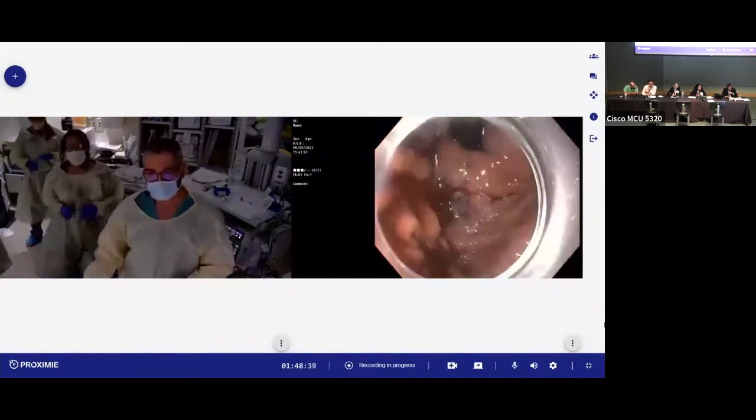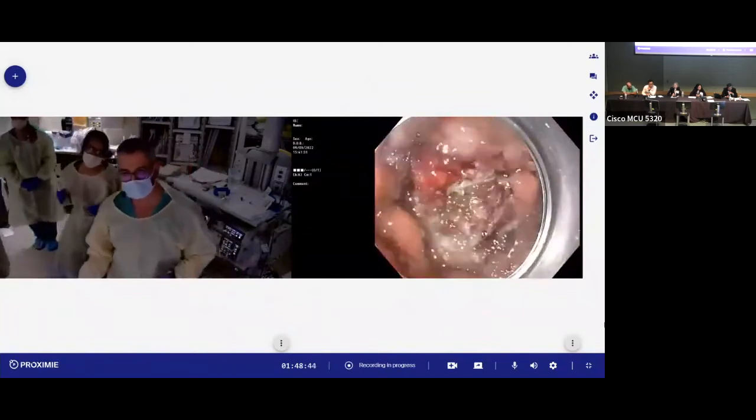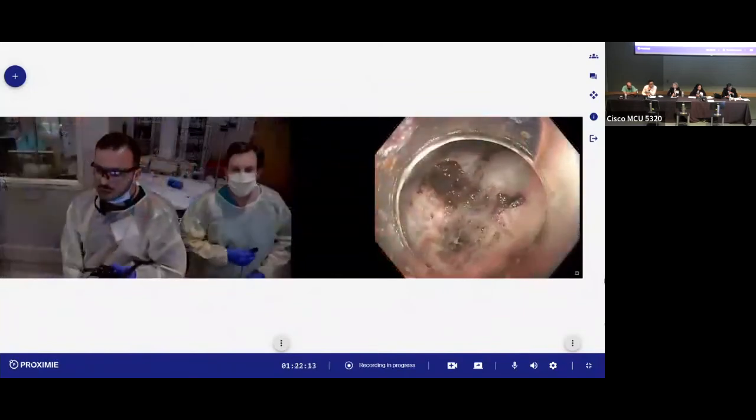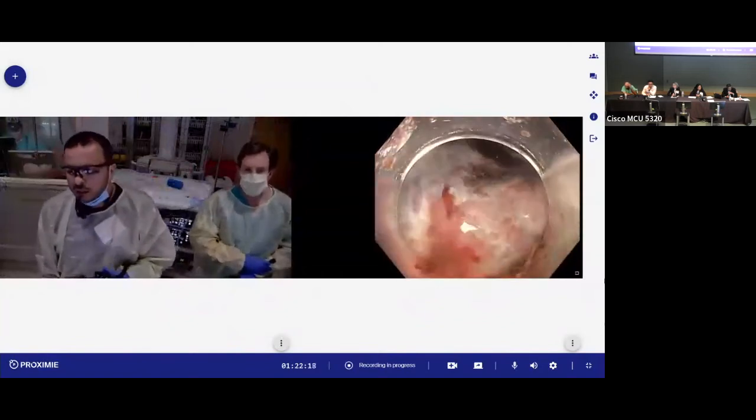Mohammed, as you are getting a new snare, we're going to jump over to Dr. Hamad's room. Let's move to room 16. Hazem? Yes. Hey, how you doing?